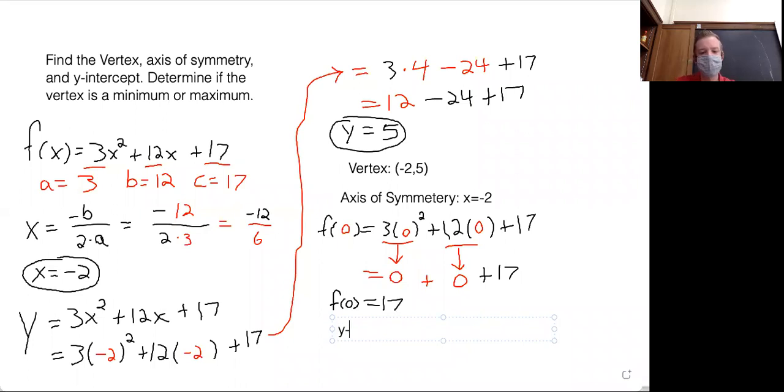So our y-intercept is going to be the point 0, 17, or in general, you can shorten this because we don't necessarily have to do these calculations every time, because every single time it's going to come out to be 0, c. So whatever number you have for c will be the y value for the y-intercept, and 0 will be the x value for your y-intercept right here.